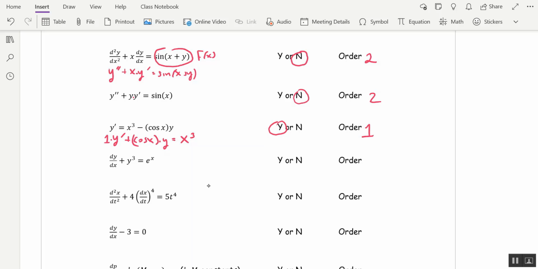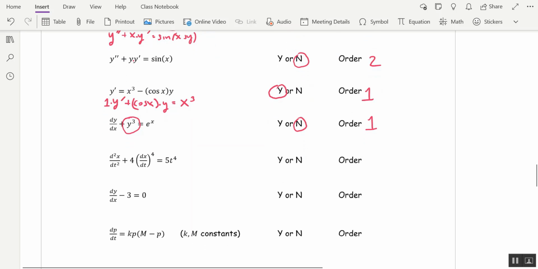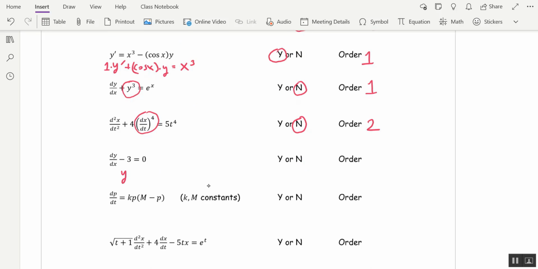Next one, y prime plus y cubed is e to the x. That's a big no. You're not allowed to cube y. So that's no, but it's got order 1. All right. Next guy, same problem. Got second derivative plus, then I have first derivative raised to the 4th power. That's not allowed. That's a no. This has order 2.